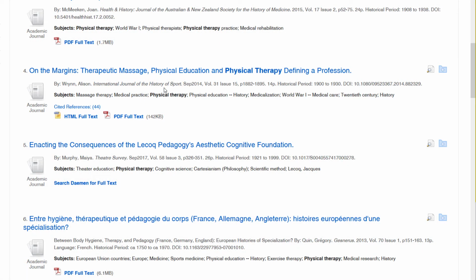Each record also has what's called subject tags. These are supplied by the database itself to categorize articles. Let's take a look. So here we have massage therapy, medical practice, physical therapy, physical education, history, medicalization, World War I, medical care, 20th century history. So now I know, despite the mushy title, that this article is about the intersection of physical therapy, massage therapy, and World War I. Very interesting.